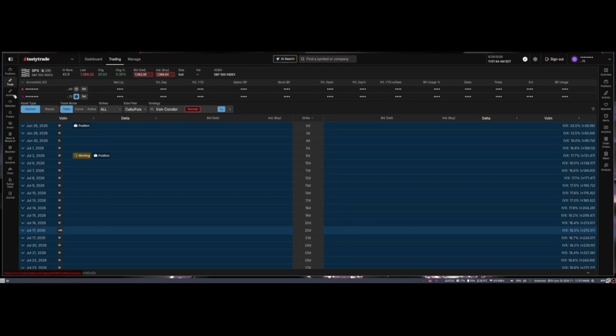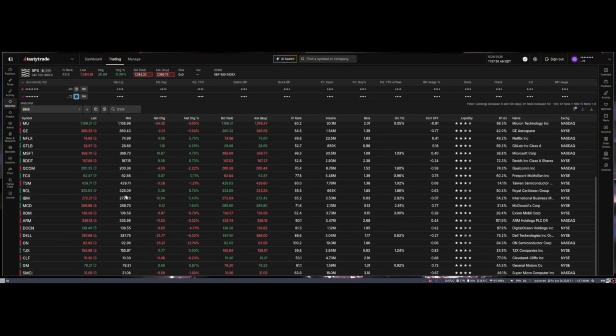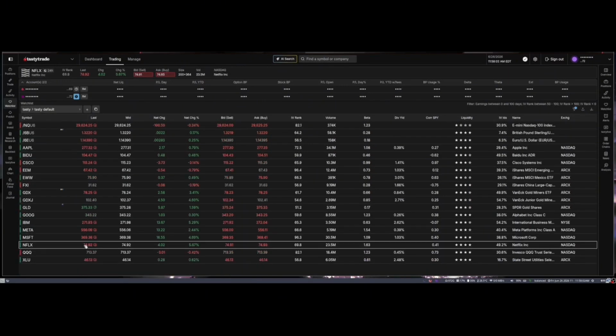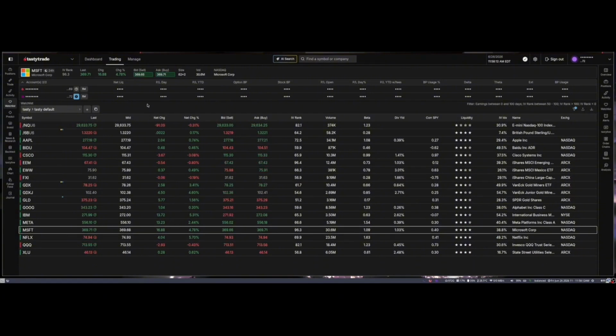So I already created a watch list ahead of time. This is my B&B watch list. I have a bunch of stocks here, but in your case, if you don't already have a watch list, you could probably just go into Tasty Trade and go to the default. So for the sake of this example, so you could follow along with me, I'm going to stick to the Tasty default.